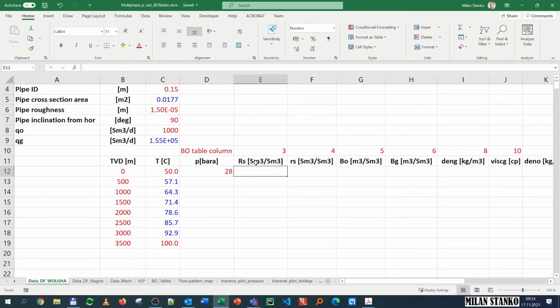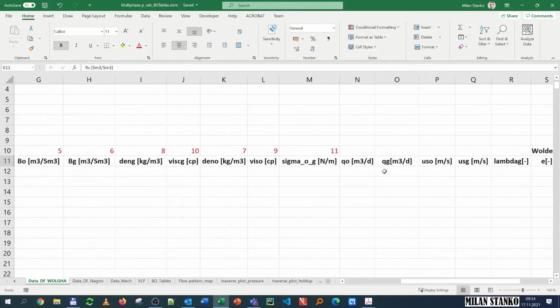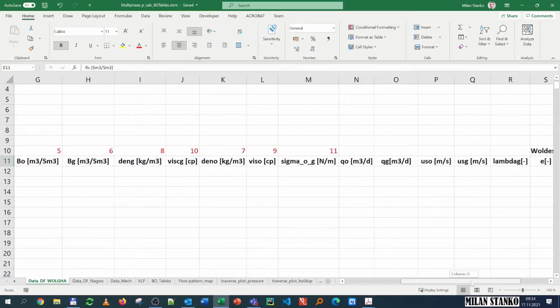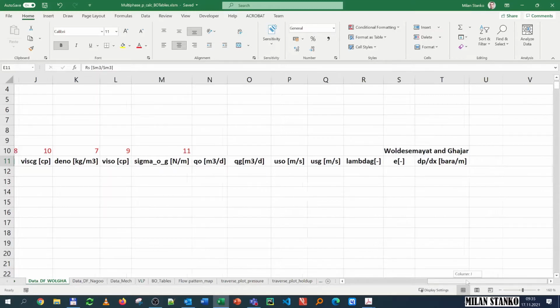And here you have all the properties that you need to compute first, the local rates, then you need to calculate the superficial velocities, and then with this you can calculate the lambda, the non-slip gas volume fraction, and the slip gas volume fraction, this void fraction, and then finally you can calculate dP dx. And in this case, we will be using the expression for void fraction by these two researchers.